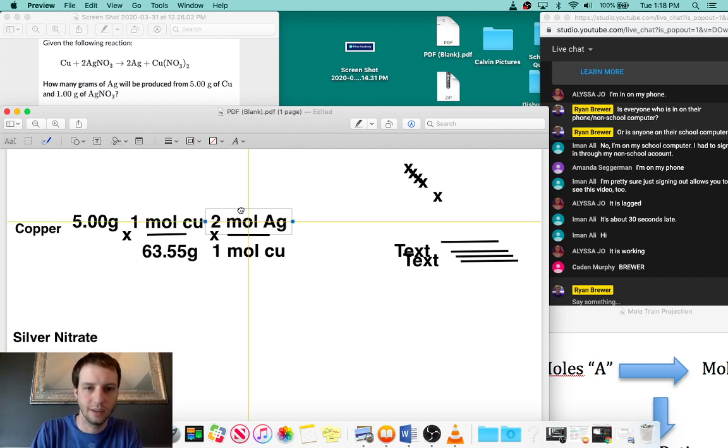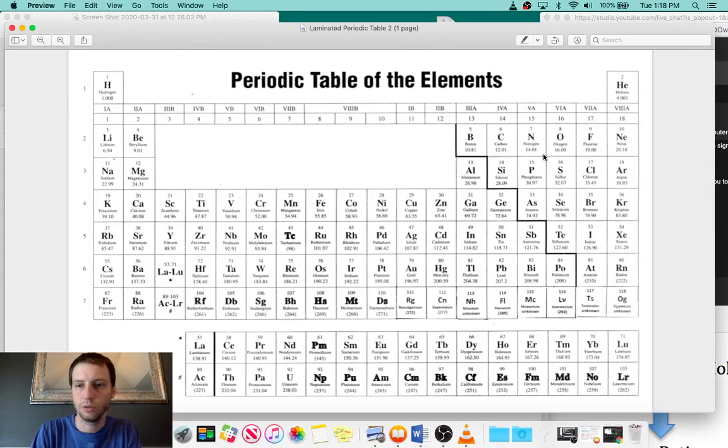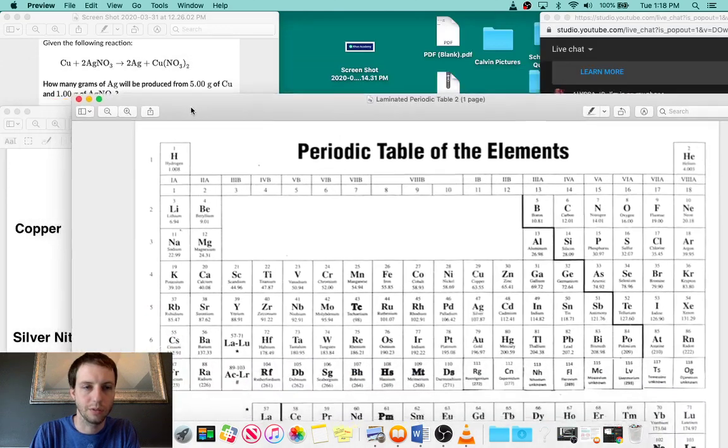Hey, Caden. All right. Now, I'm going to take this to grams. I've got my periodic table, grams of silver. The molar mass of silver is 107.87 grams.